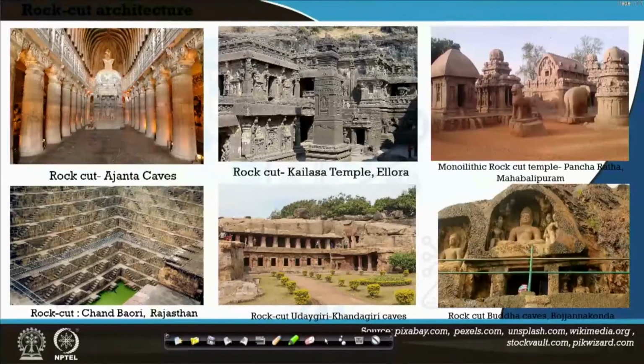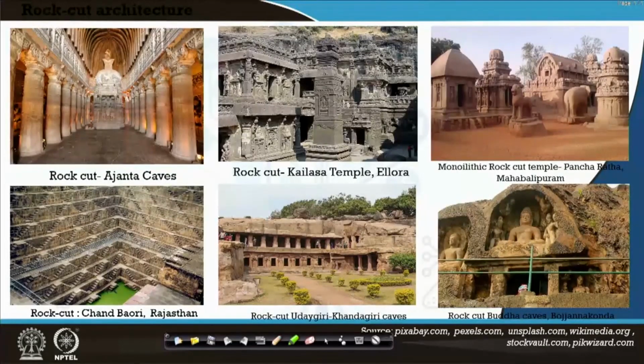So, these are some examples demonstrating the use of stone as a building material. The entire structure, the rock cut architecture of Ajanta and Ellora caves, you can see, are entirely made of stone. The step well that you see in Rajasthan is also cut out of stone. In our country context, Rajasthan and particularly Kota have lots of quarries.